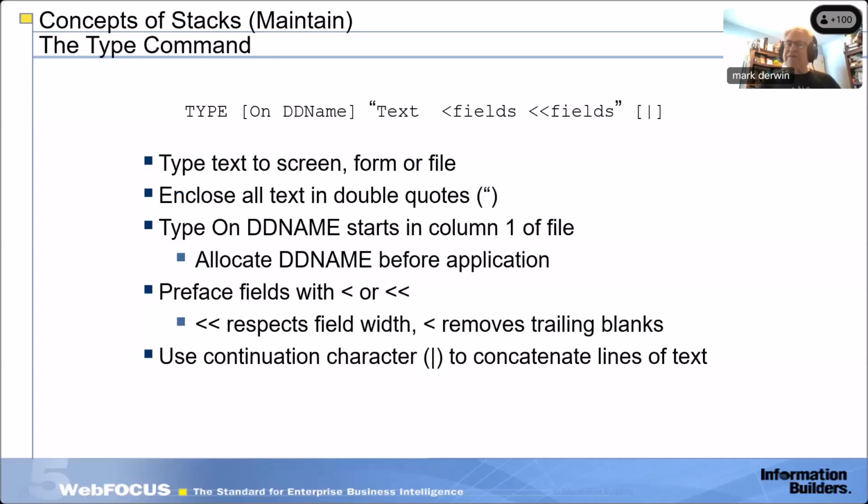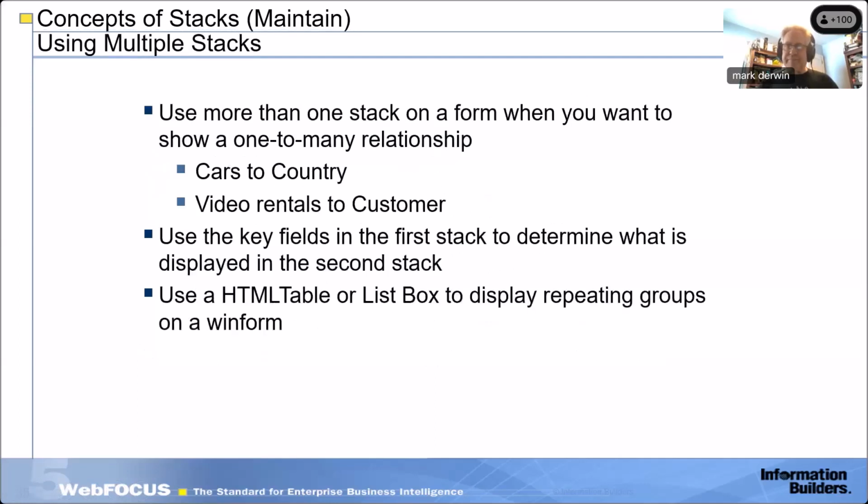We have the ability to display the fields using type. You can send them to a DD name using type on DD name. A single caret or a double caret gives you either the field length that's currently in the data or the column width, which makes it much easier to read. And you can use one-to-many stacks. Like if you want to list all the cars for one country, you would use one stack to display the countries and another to display the cars.